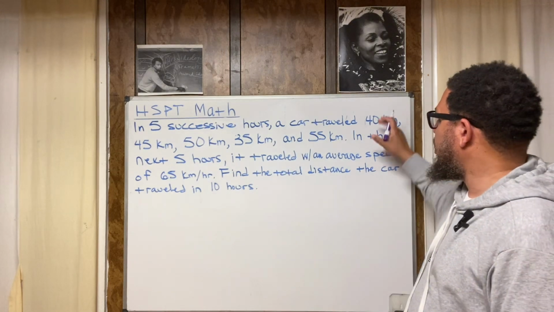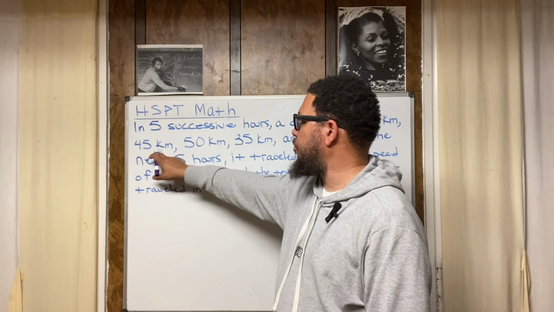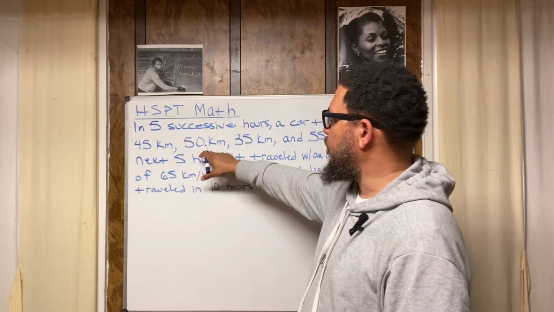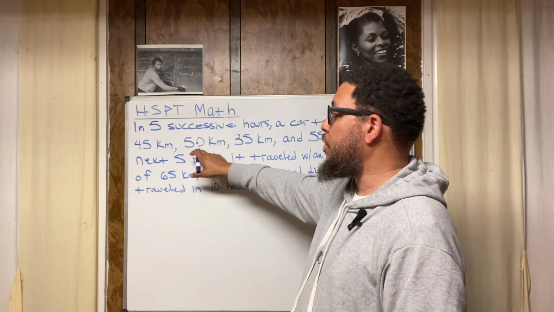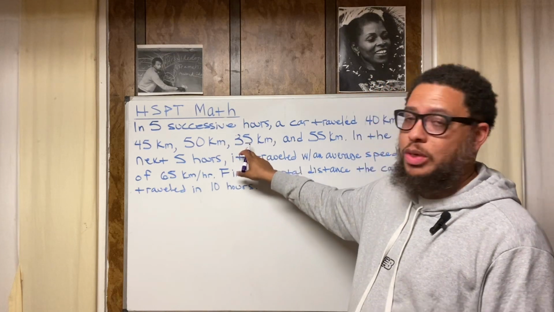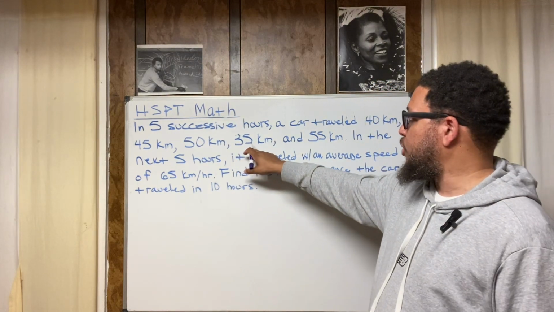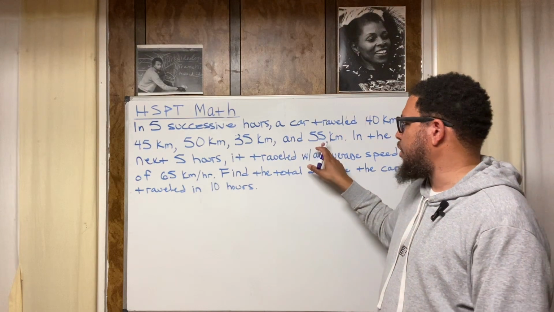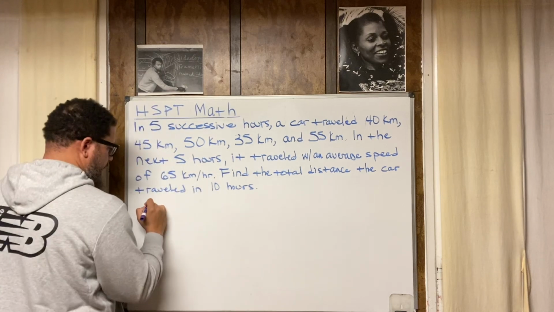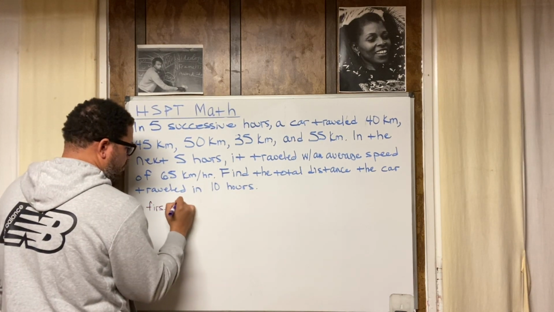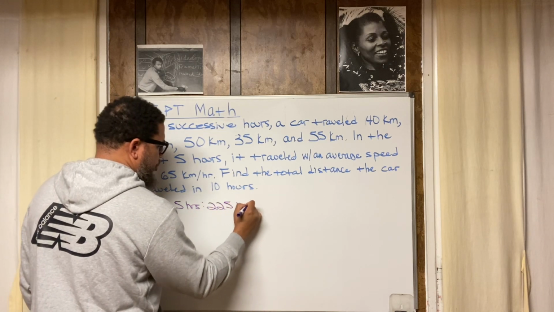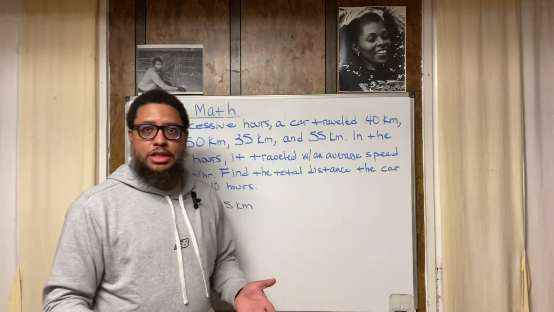All right. So 40 plus 45, that's going to be 85 because 40 plus 40 is 80 plus the 5 is 85. 85 plus 50 is going to be 135, right? That's going to be 135. Then 135 plus 35 is 170 because 35 plus 35 is 70. So that's 170. 170 plus 55 is going to be 225. So that's a total of 225 kilometers. So we're going to say first 5 hours, 225 kilometers traveled. And all we did was we used addition.